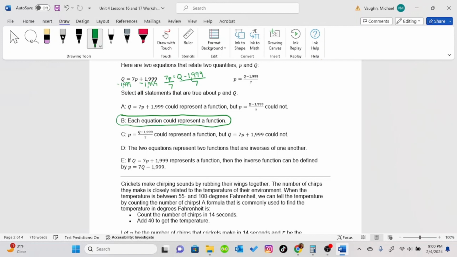P equals (Q minus 1,999) divided by 7. So that means the two equations are inverses of each other. So the correct choices are B and D.